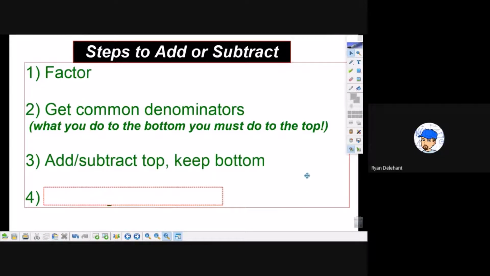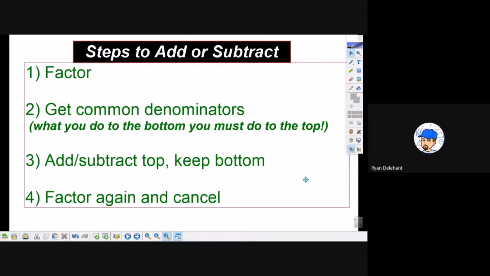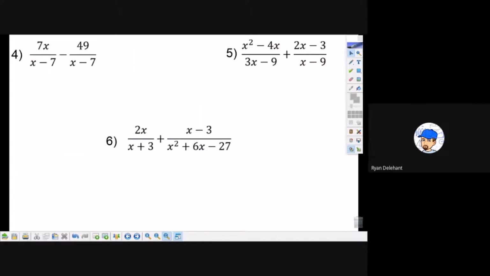Add or subtract the top, depending on which operation, keep the bottom. Once you get done, you get down to one fraction. You got to make sure you factor and cancel anything again. Sometimes with what you have left, it's not going to factor again. Nothing's going to cancel, but you do need to at least check it because sometimes it will. So let's work on a couple of these.